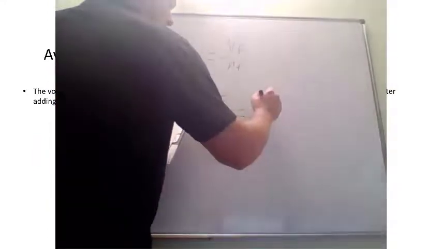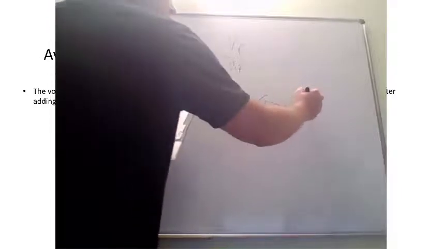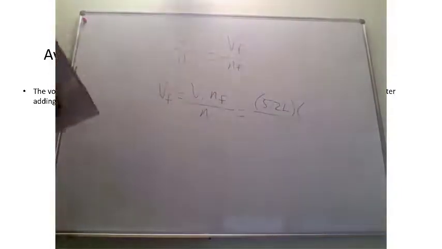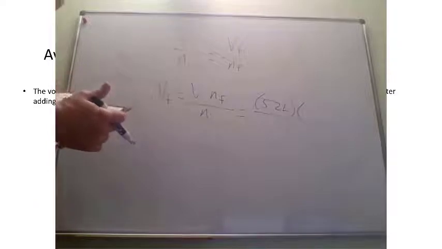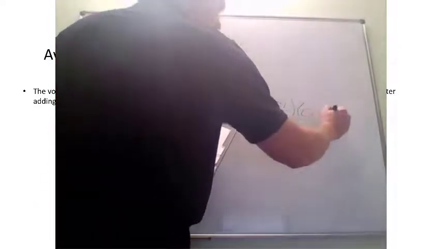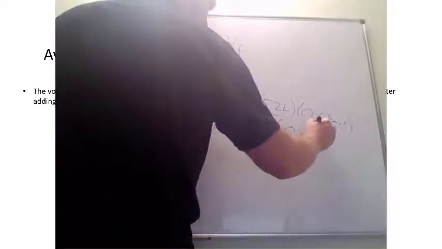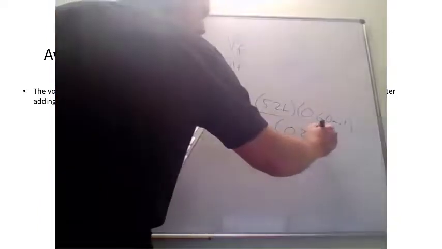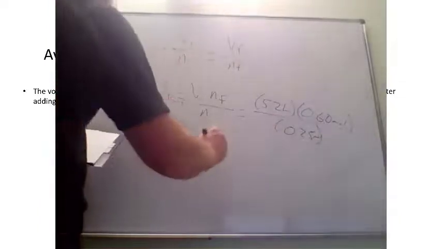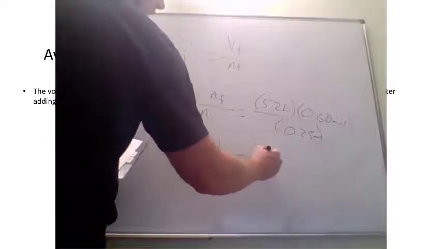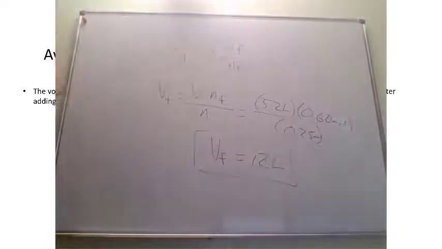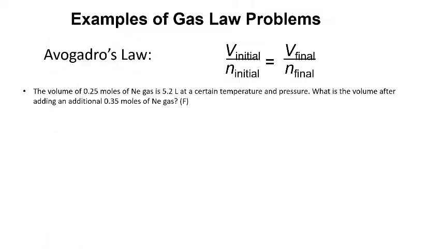All right, so if we input our information here, our initial volume is going to be our 5.2 liters. Our final number of moles is going to be the summation of the 0.25 moles we started with and the 0.35 moles that we added in. So we add those two together to find 0.60 moles of gas over the amount of moles we started with, which is 0.25 moles. So when we plug and chug here, we get a final answer with 2 sig figs of 12 liters. Okay, so a very simple relationship defining Avogadro's law.